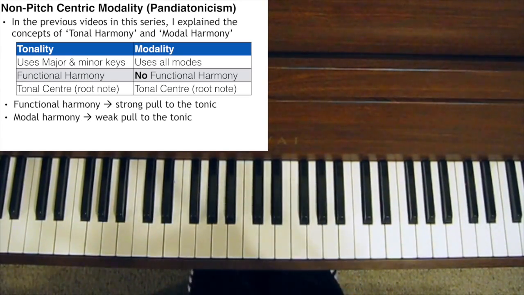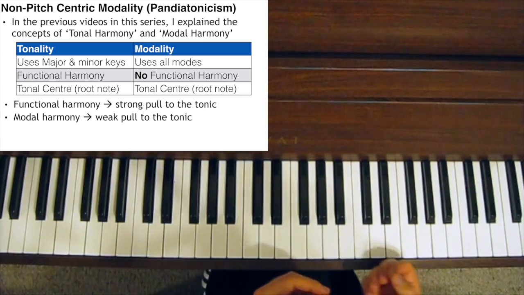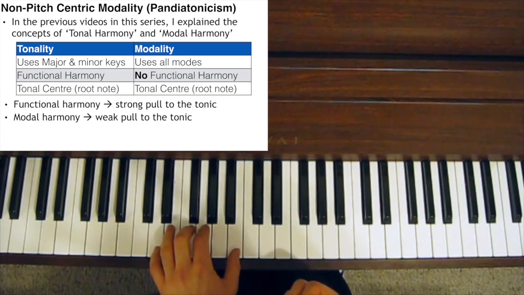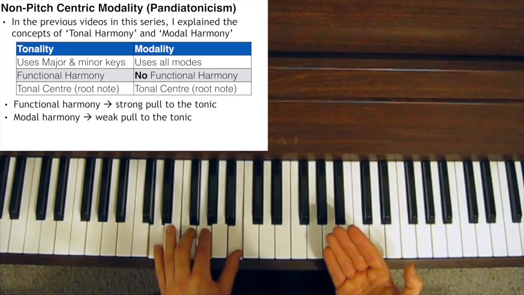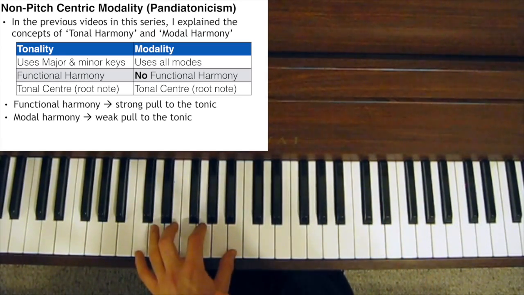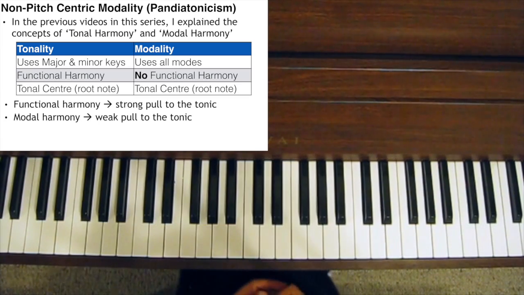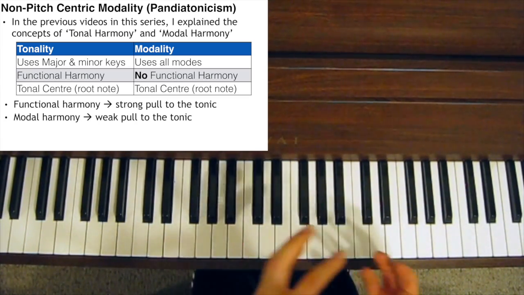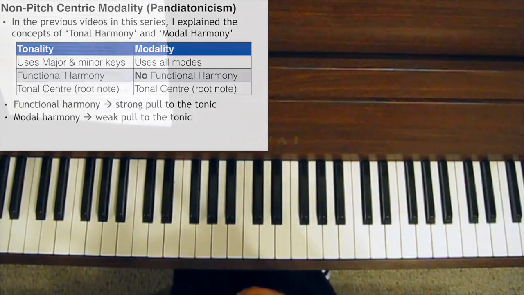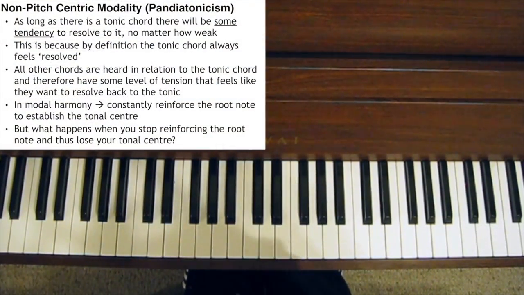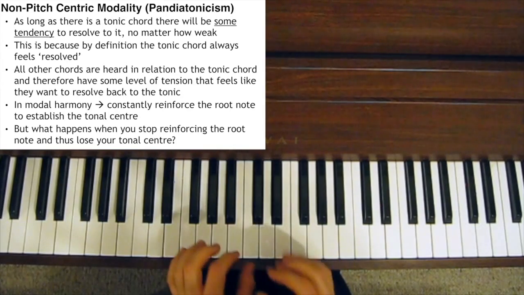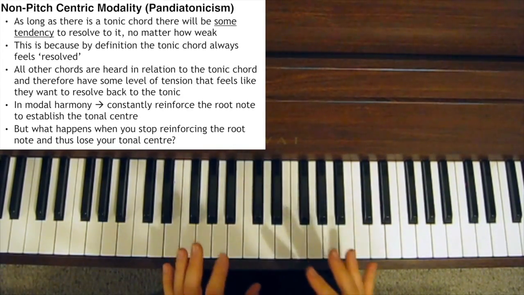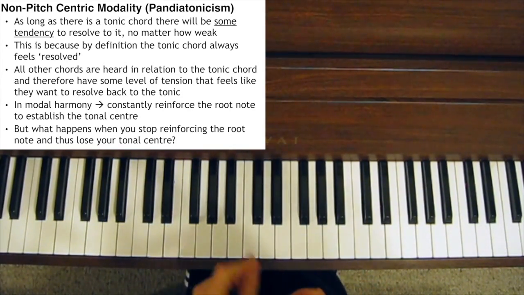Now in tonality, which uses a functional harmony, there is a strong pull towards the tonic. The dominant chord, like G7, wants to resolve down a fifth to the tonic, C major 7. In modality, however, because there is no functional harmony, there isn't as strong a pull back to the tonic. However, because there still is a tonic, there still is a tonal center, there is still some tendency to want to resolve to that tonic. Now it's nowhere near as strong as in functional harmony, but it's still there.